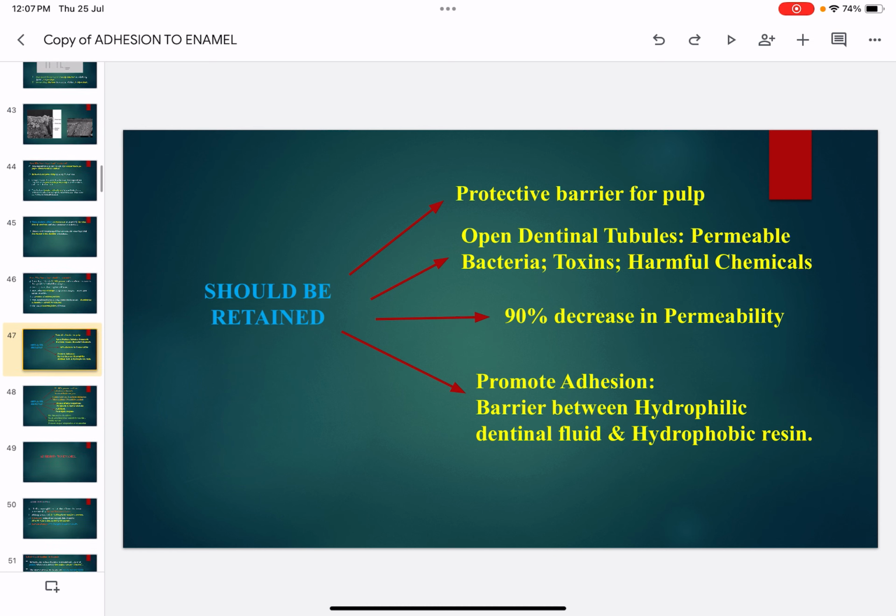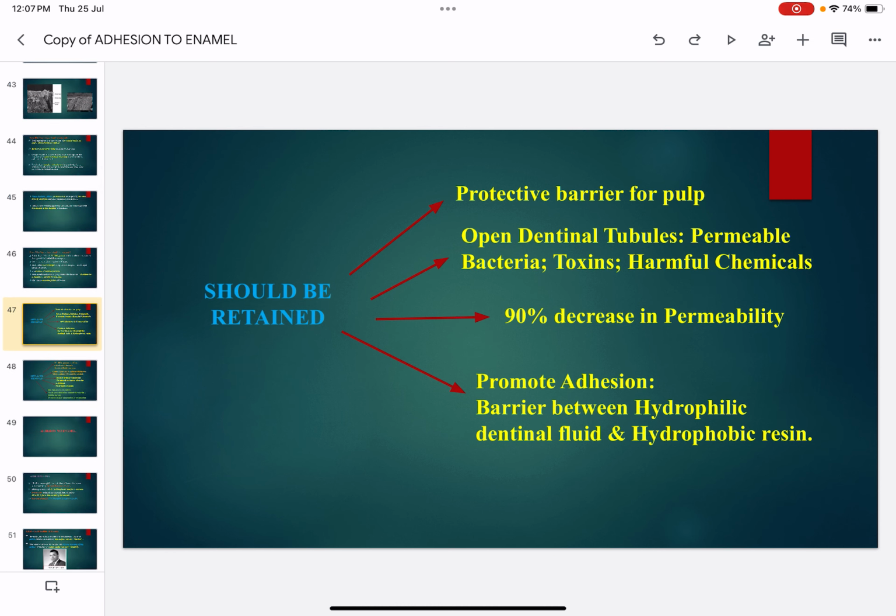So let us summarize why a smear layer should be retained and why it should be removed. The school of thought supporting smear layer should be retained believe that smear layer will act as a protective barrier for pulp. The open dental tubules are actually a pathway for bacteria and toxins, and hence smear layer will reduce the permeability and block these toxins from reaching the pulp by decreasing the permeability by almost 90 percentage. And overall, presence of smear layer will promote adhesion by acting as a barrier between the hydrophilic dentinal fluid and the hydrophobic resin.